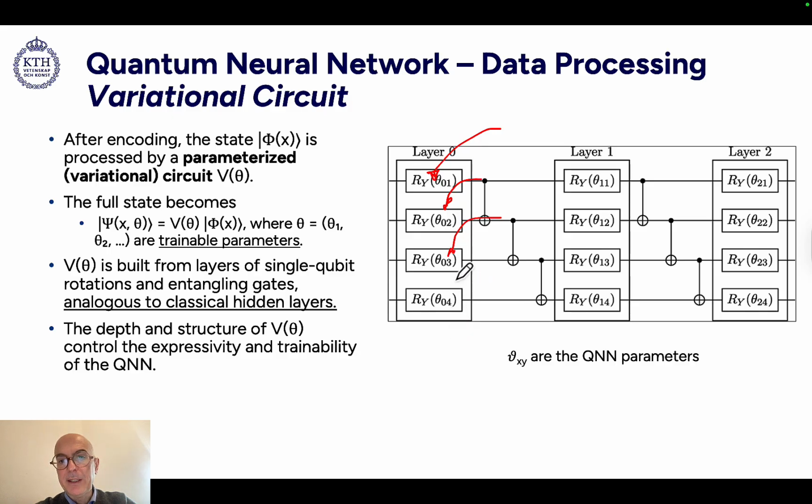So all these theta here, you see here, theta naught, theta 1, and so on and so forth, are the so-called QNN parameters, and these are equivalent to the weights and biases in the classical neural network. So we will spend the next lecture going deeper into this second part of the quantum neural network, the variational circuit.